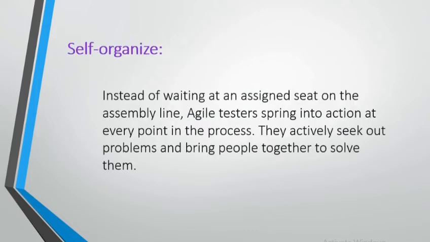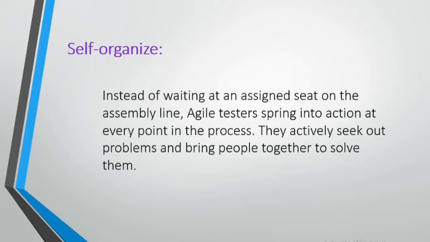And another is self-organize. Instead of waiting at an assigned seat on the assembly line, agile testers spring into action at every point in the process. They actively seek out problems and bring people together to solve them. Here all are together working on the product. So we can't say the fault is in the testing team.